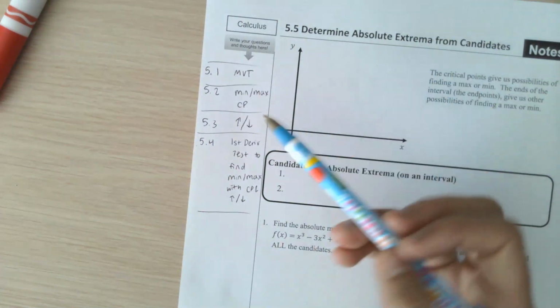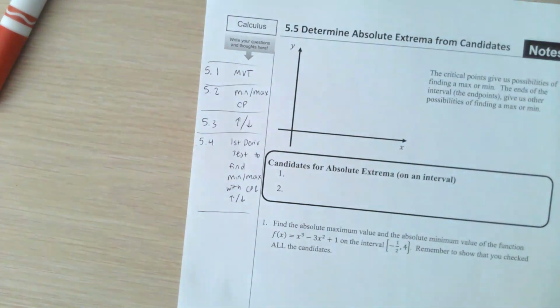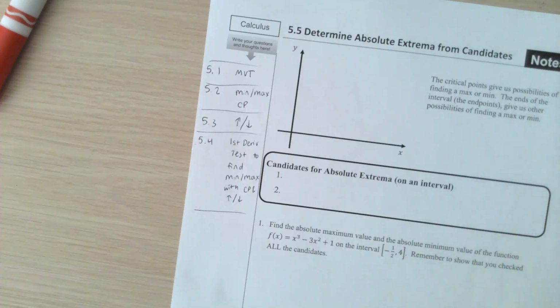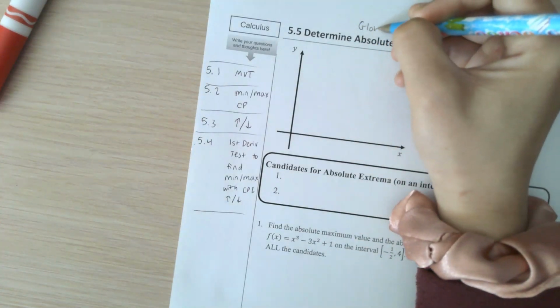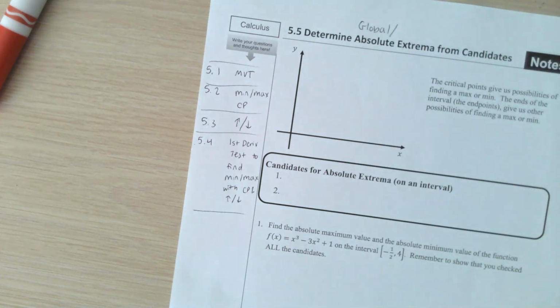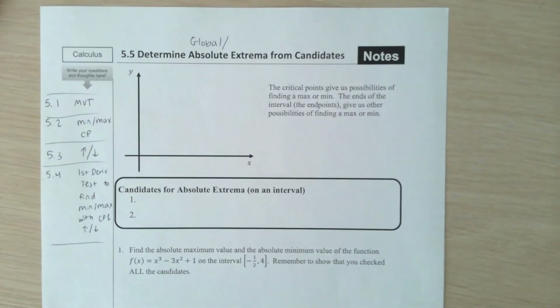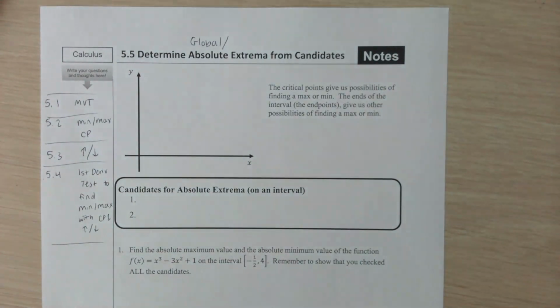So if you remember, we have local or relative, and then absolute or global, right? I could put global here. So that just means like the overall maximum or minimum. There can only be one global max and only one global min, right? A student was asking me that before.